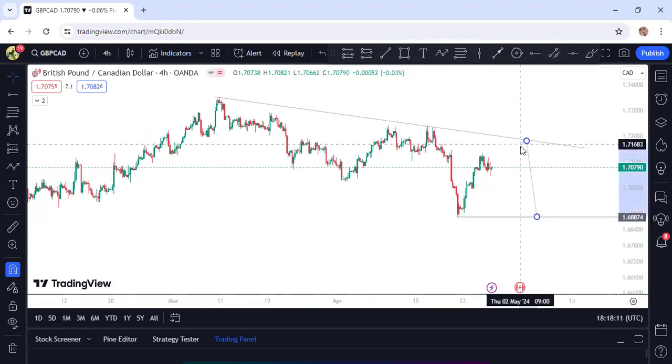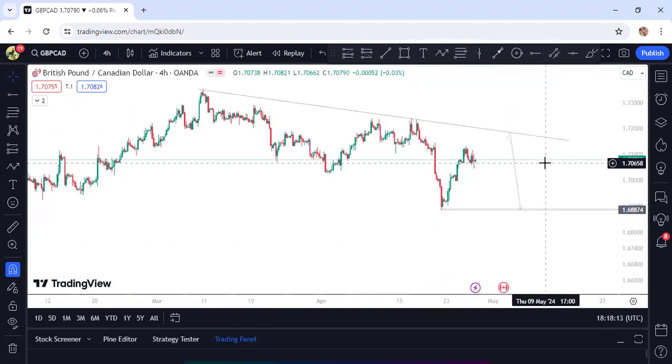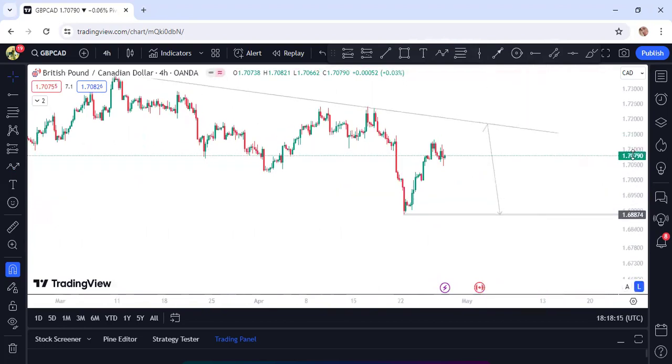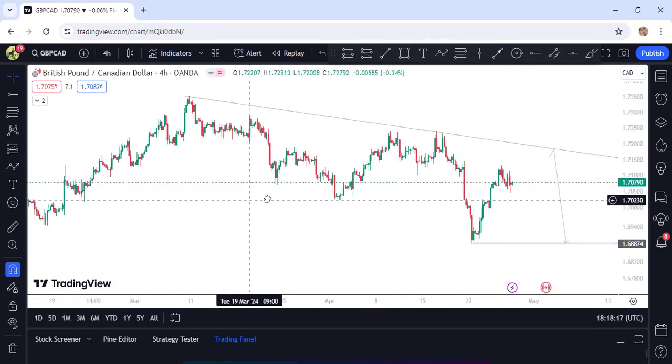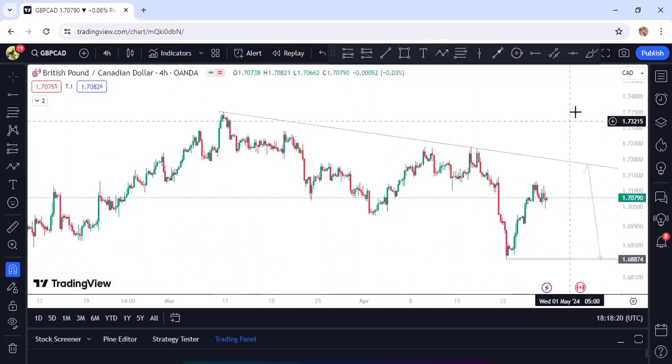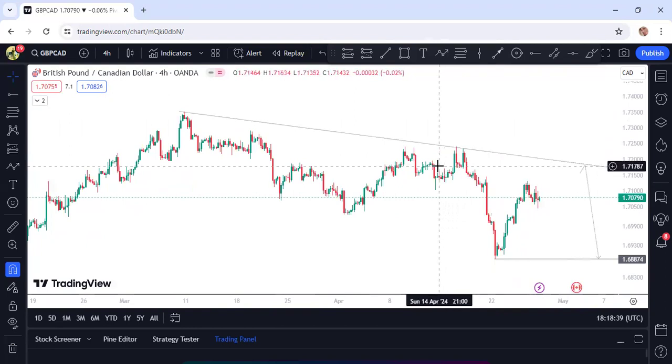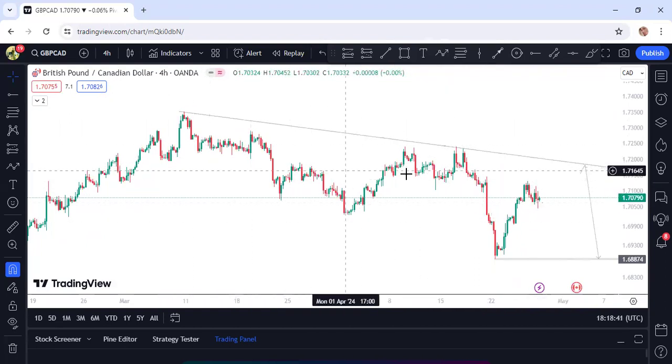Very simple and straightforward analysis on GBP CAD. Always remember, guys, trading is simple and easy. You don't have to complicate things for yourself. You trade what you see, not what you think. There's no point drawing too many lines, support and resistance, many terminologies, and whatever. Just make it simple for yourself. Trading is simple and easy, so there's no point complicating things when you can make it easy for yourself. So this is my analysis on GBP CAD.